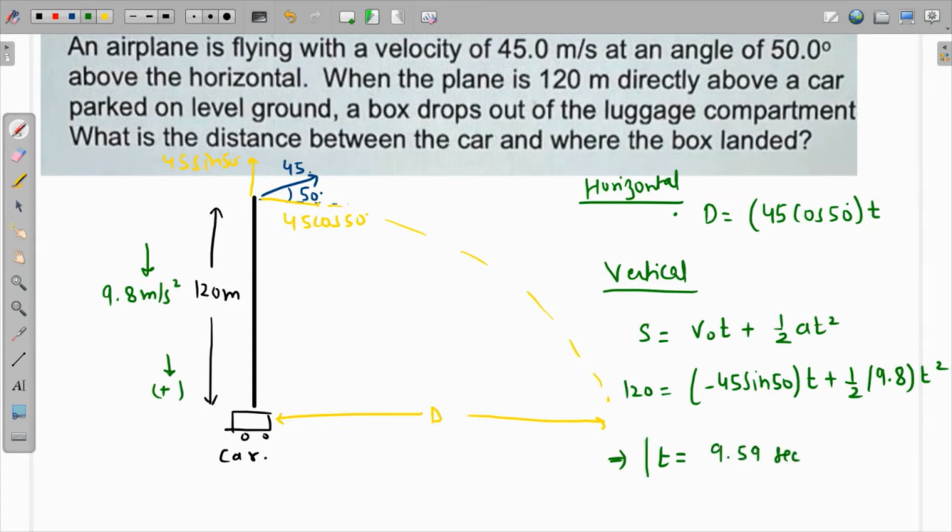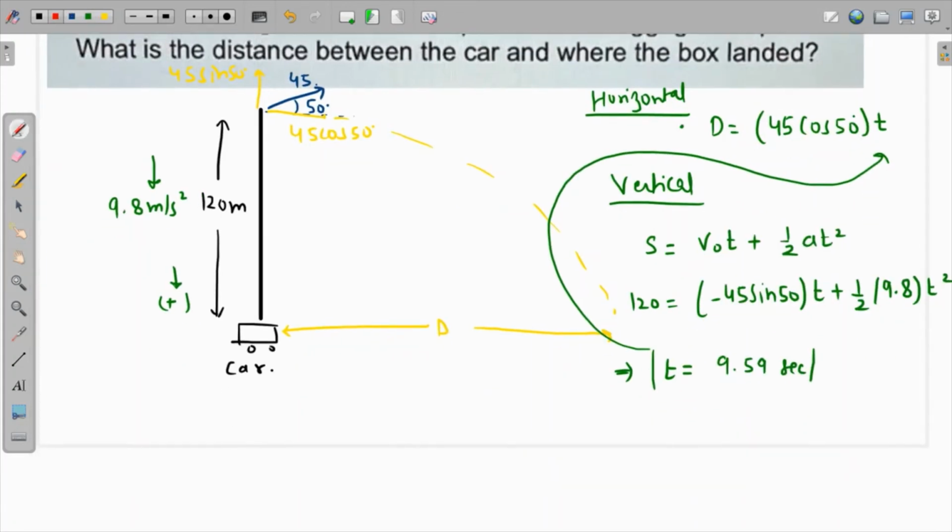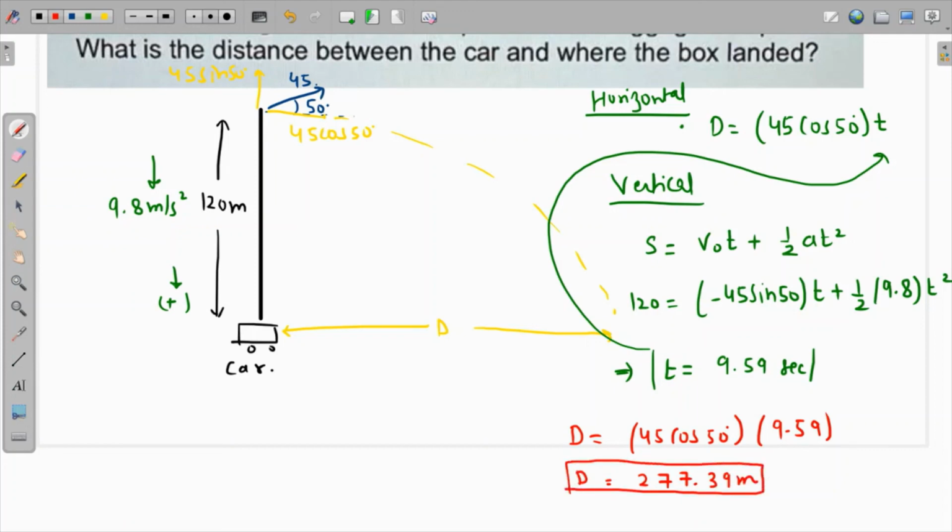And this t we can definitely substitute over here. So the value of the distance d comes out as 45 cosine of 50 degrees times the time. Time is 9.59. So this value comes out as 45 times cosine of 50 times 9.59. So this is coming as 277.39, and the unit is definitely meter. So this is the horizontal distance between the packet and the car.